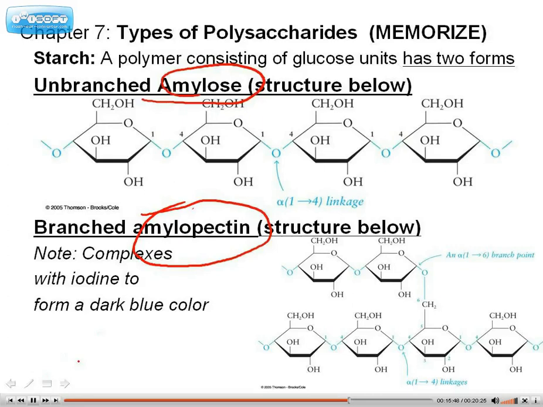We can usually put iodine in here, and it creates a nice blue color, and that's how you know you have a starch. That's how you know you have the branched starch version present, such as amylopectin.